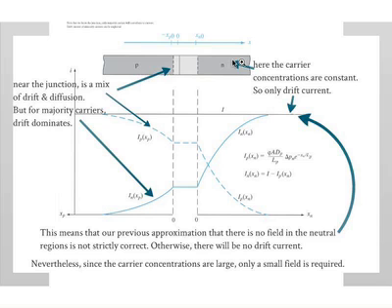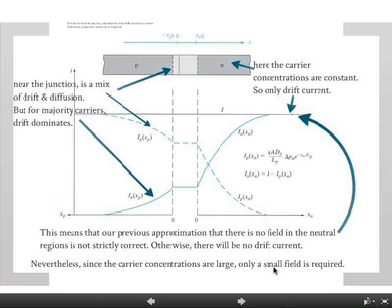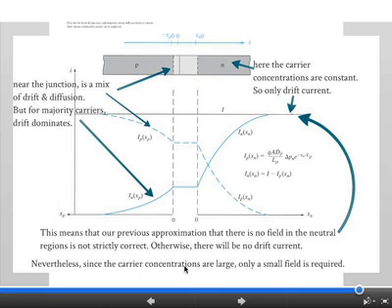Because with a small field and lots of carriers, you get sufficient drift current to make up for the difference. That's the idea. So, this means that our previous approximation that there is no field in the neutral regions is not strictly correct. Otherwise, there will be no drift current. Nevertheless, since the carrier concentration is large, only a small field is required.